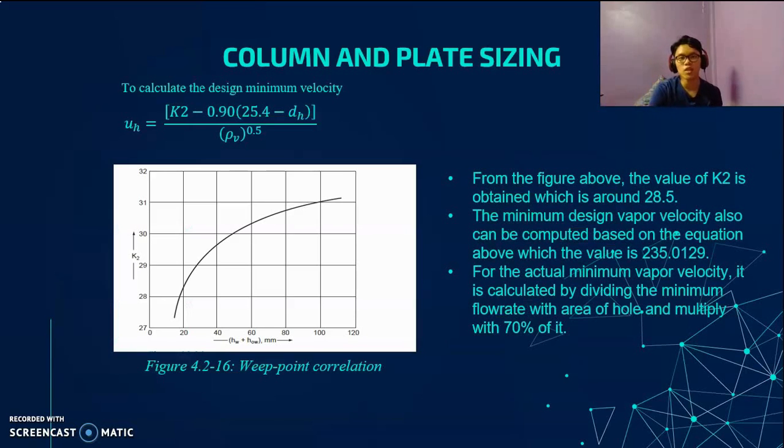So to calculate the design minimum velocity, we will be using the uh. To get that, we need K2. Based on this figure, the weep point correlation, we can get K2, which is 28.5. From the equation, we get 235.0129. For the actual minimum velocity, we take 70% of it, and that's the minimum.